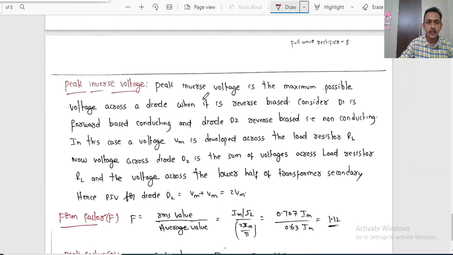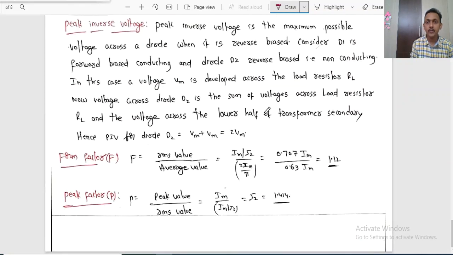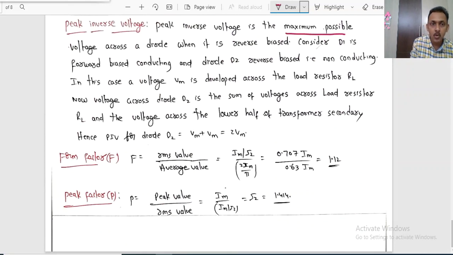Next, the peak inverse voltage, how is it defined? The peak inverse voltage is the maximum possible voltage across the diode when it is reverse biased. When the diode is reverse biased, what could be the maximum possible voltage across the diode? For example, if we consider the diode D1 is forward biased and conducting, and diode D2 is reverse biased, that is non-conducting. In this case, Vm is developed across the load resistor RL.